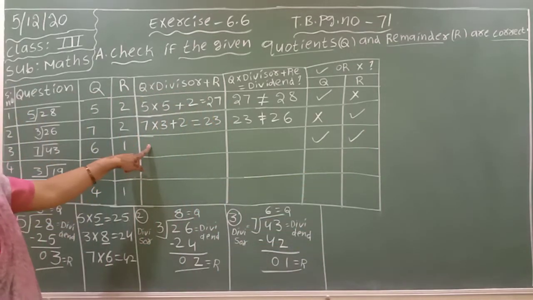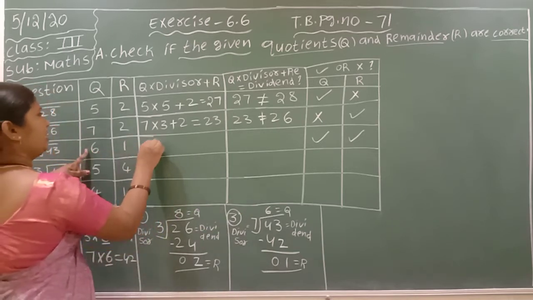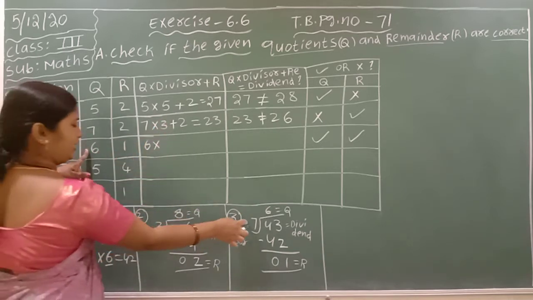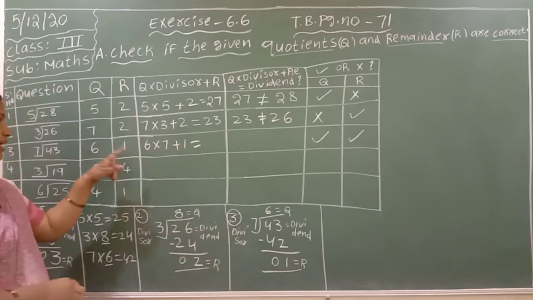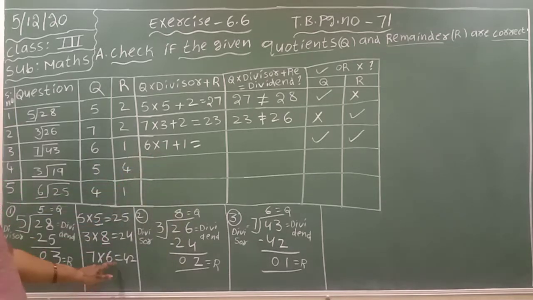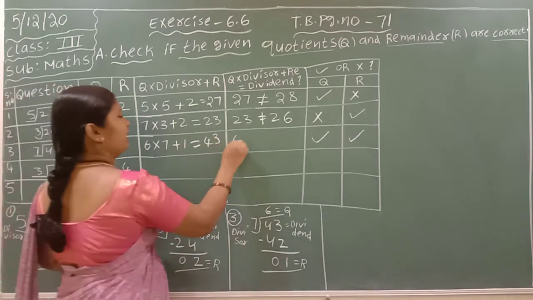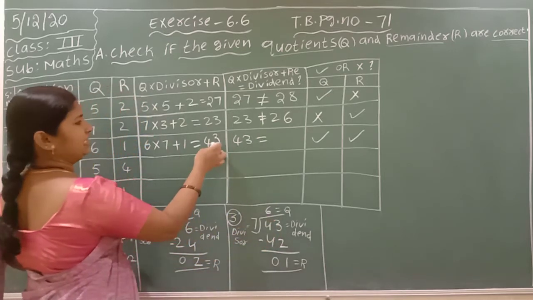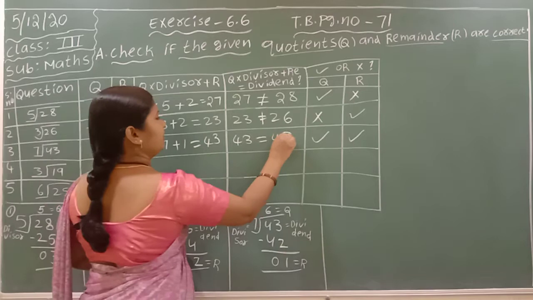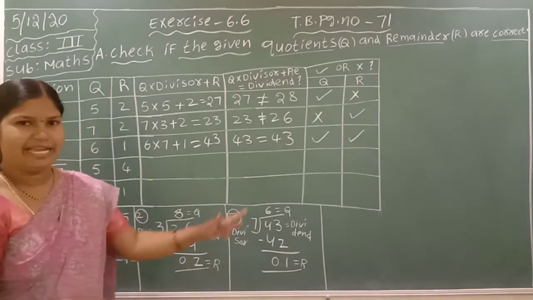Now check that. That is quotient 6. They given also 6. Into divisor 7. Plus remainder 1 is equal to 6 7s. 6 7s are 7 6, 42. 42 plus 1, 43. This total answer 43 is equal to, we also got 43. They given also 43. So equal to only will come. Same like this, next question.